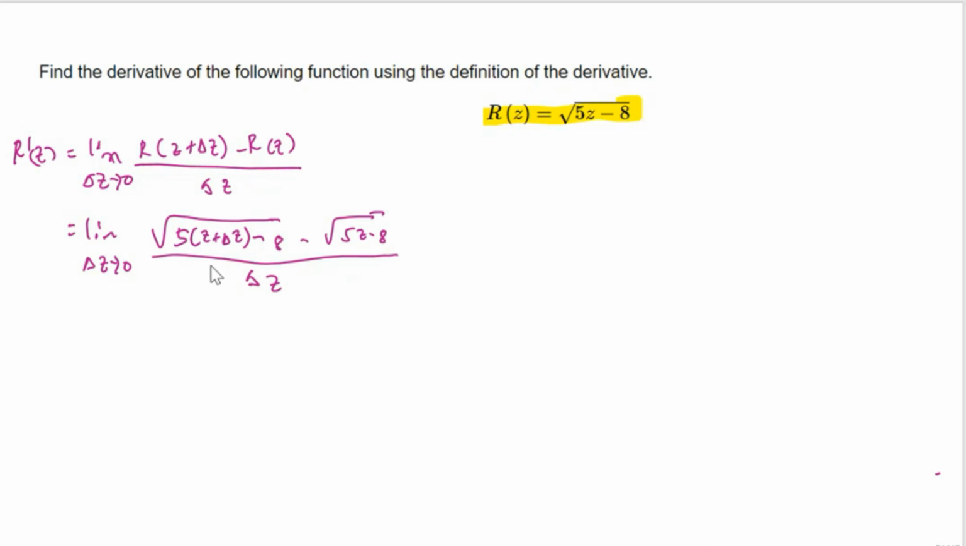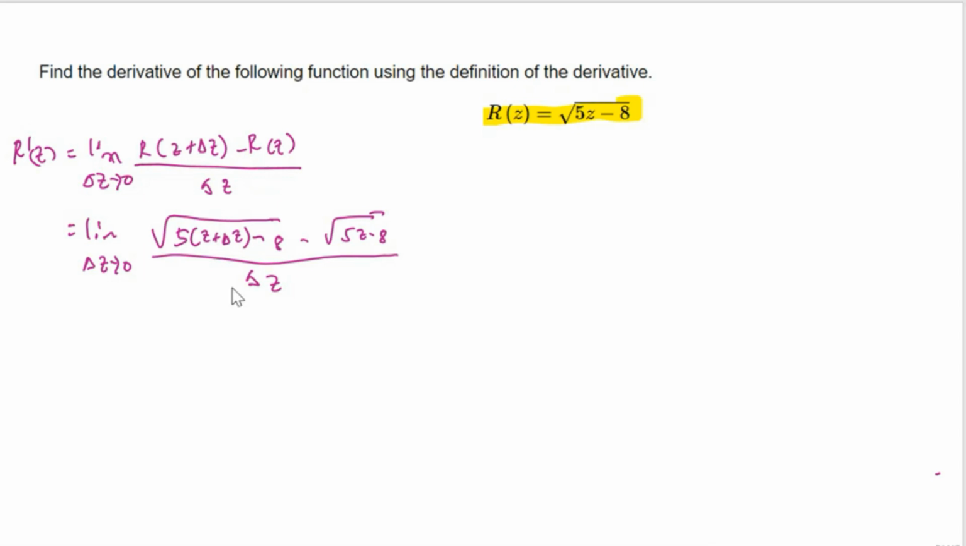Now let us simplify this radical form. The first term is the square root of 5 times (z plus delta z) minus 8, and the second term is the negative square root of 5z minus 8. Instead of simplifying the radicand on the first term, we are not going to simplify that yet. Instead, we are going to multiply by its conjugate.